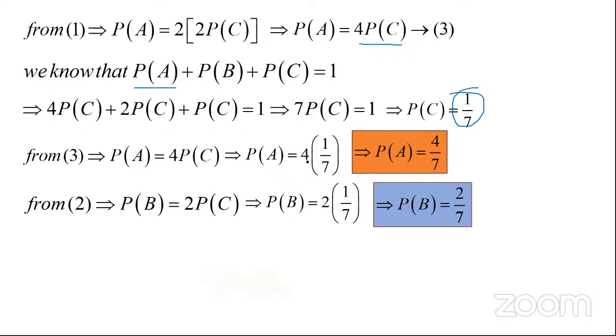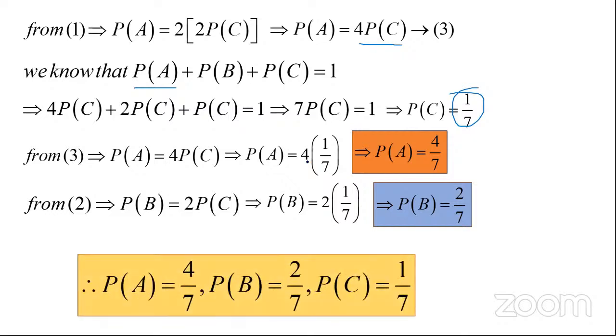Okay, this is the winning the race. So P of A is 4 by 7, that is 4 times out of 7 times. P of B is 2 times out of 7 times. P of C is 1 time out of 7 times. Okay, this is the answer, a simple answer, and very, very important for IPE.